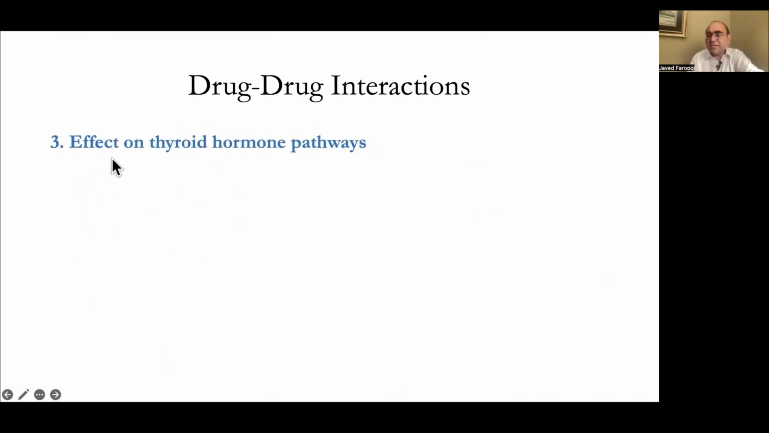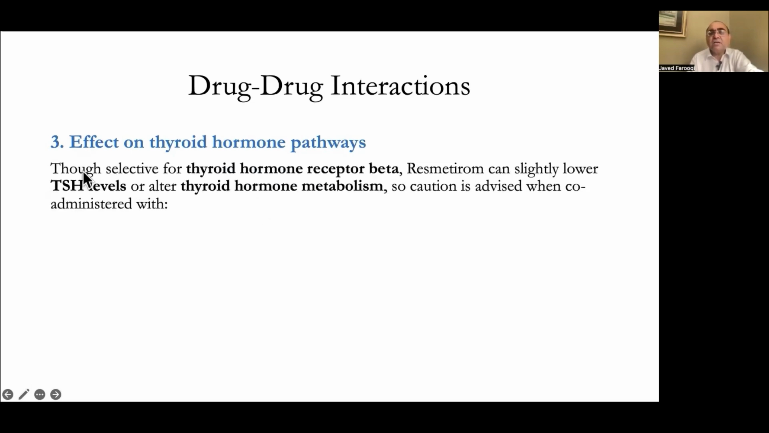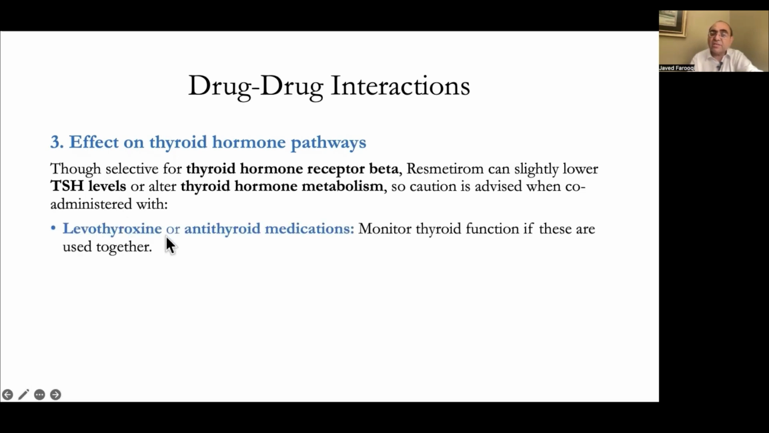The third drug-drug interaction group is because of the effect on thyroid hormone pathways. Though selective for thyroid hormone receptor beta, resmetirom can slightly lower TSH levels or alter thyroid hormone metabolism, so caution is advised when co-administered with levothyroxine or antithyroid medications. Monitor thyroid functions if these are used together.